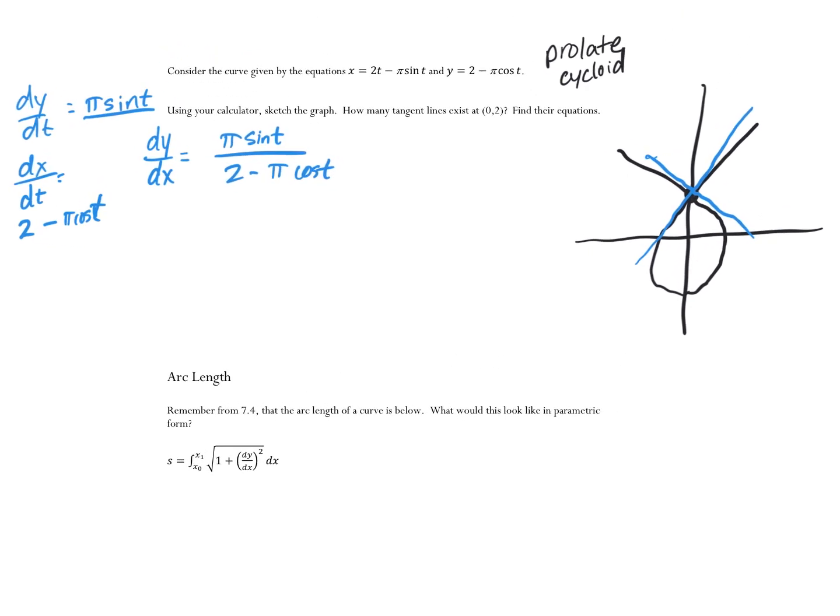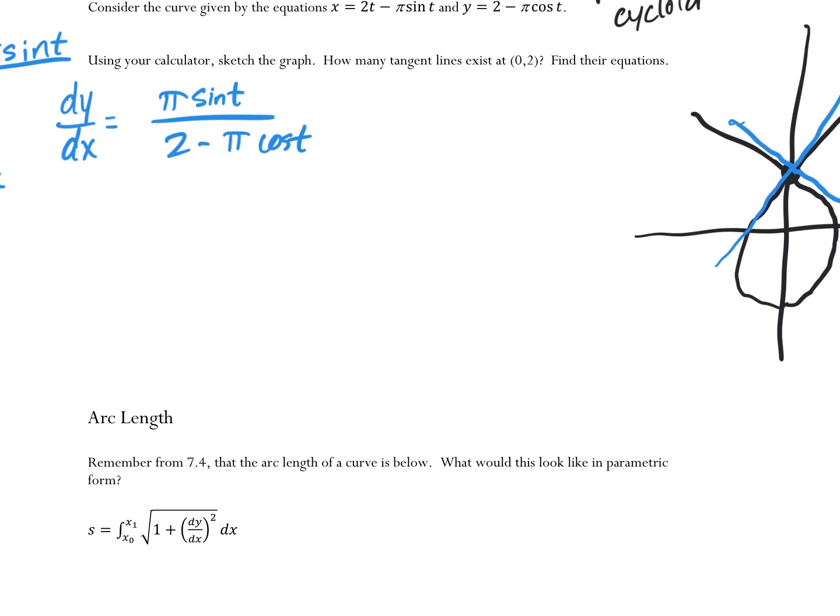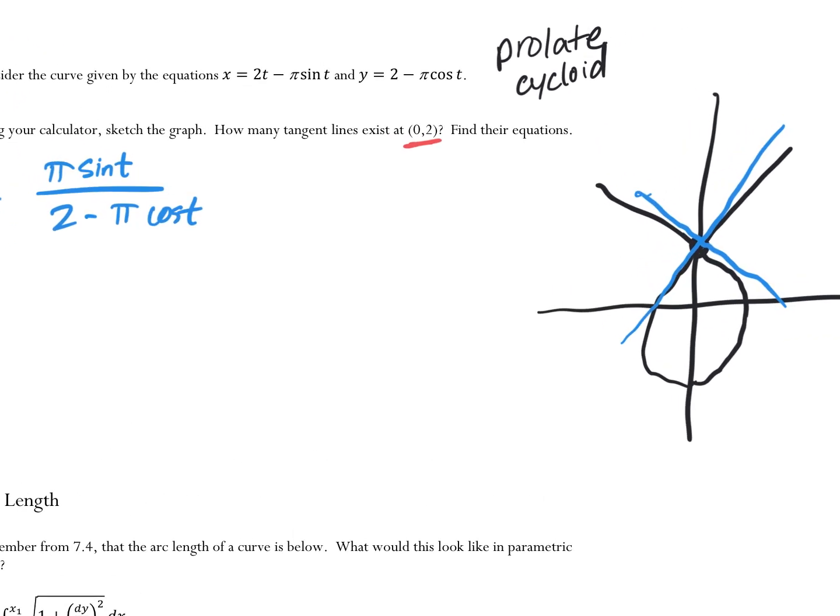All right. So now that we've done this, it feels like we should be able to just plug in to find the slope. We kind of can, but not really. Because first we have to figure out what value of t gets us to the point (0, 2). So we basically have two options. We can plug 0 in for x, or we can plug 2 in for y.